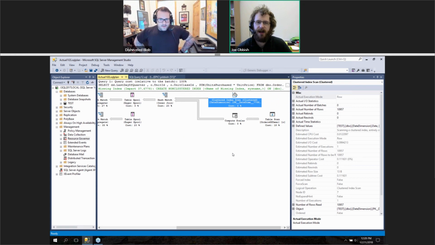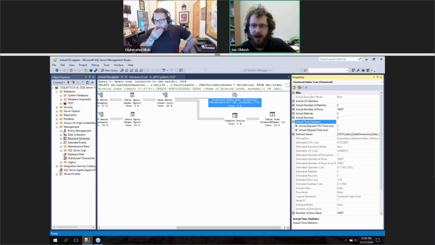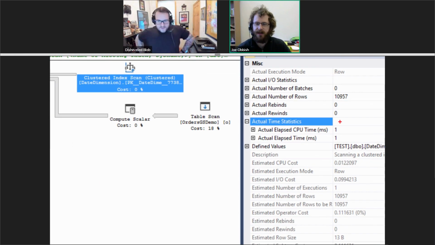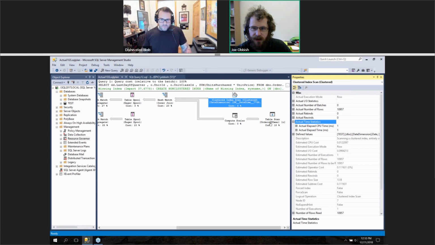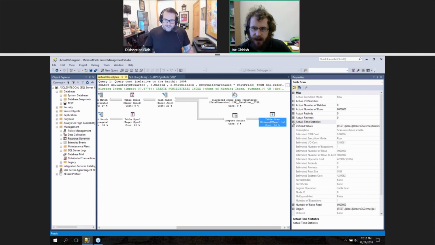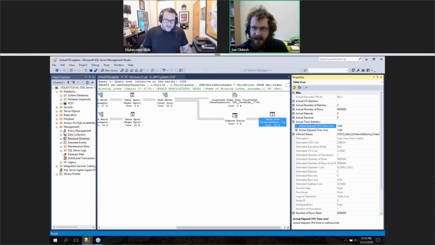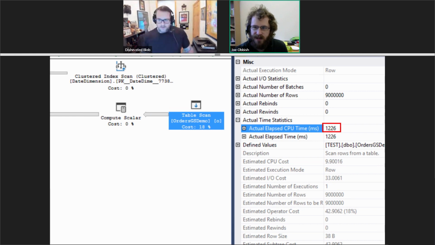So this is a row mode serial query. I can look at the actual time stats per operator. And the sum of the time here is for that operator, and that also includes all of the child operators as well. So my scan on date dimension takes 1 millisecond, okay? It's probably not the problem, right? My scan on the fact table, it's 1.2 seconds, okay? It's not the problem either.